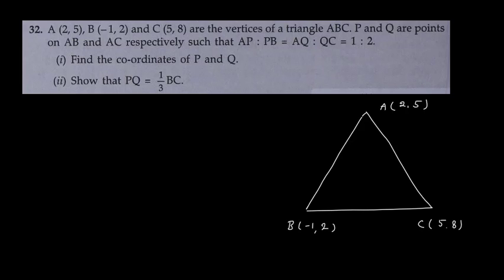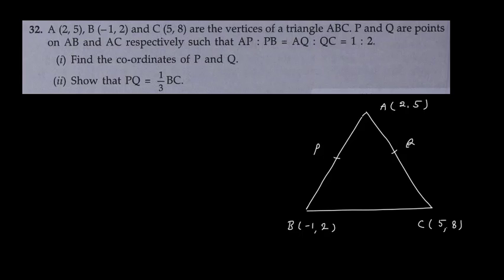P and Q are the points on AB and AC respectively. So on AB we have one point P and on BC we have one point Q. Sorry, it is on AC. We have one point Q, such that AP upon PB is equal to AQ upon QC is equal to 1 by 2. We have to find the coordinates of points P and Q, and we have to show that PQ is 1/3 of BC.